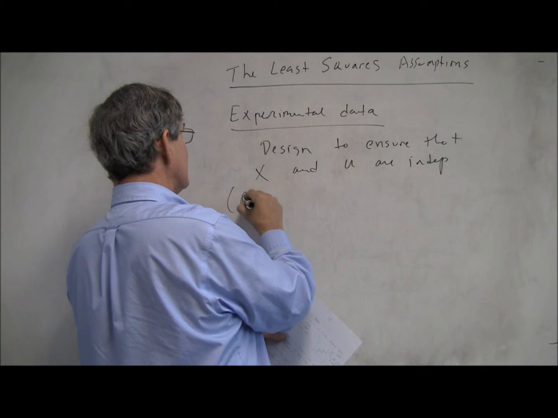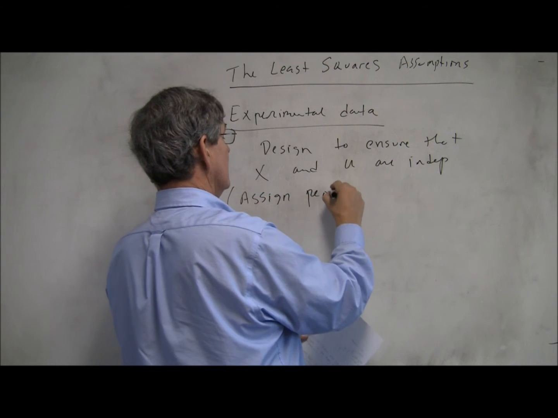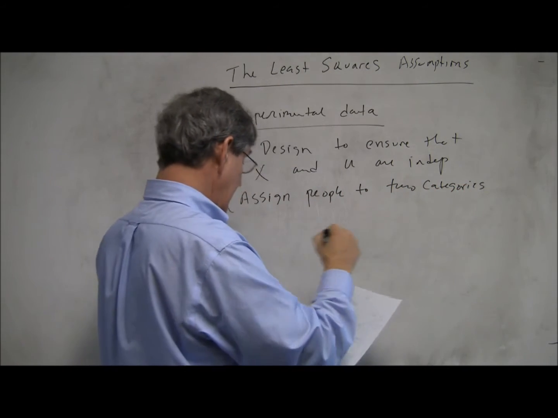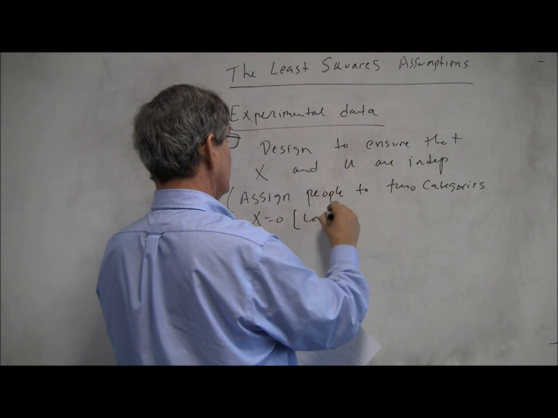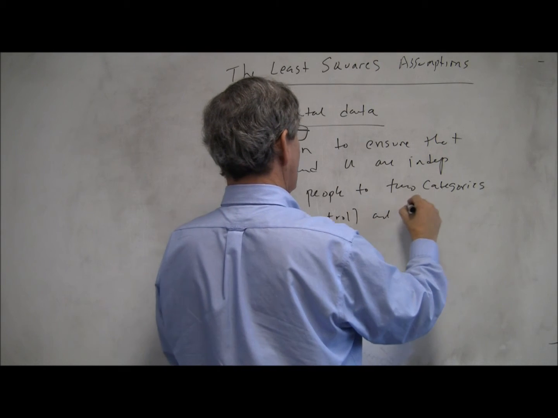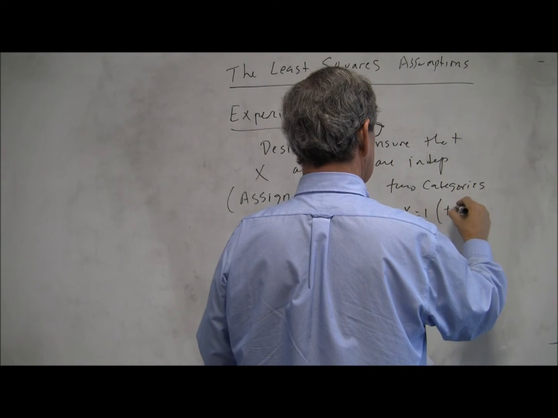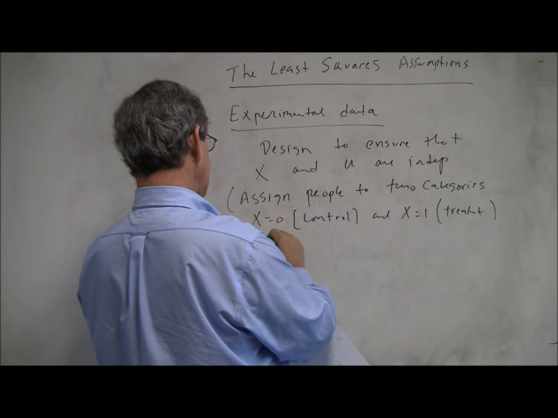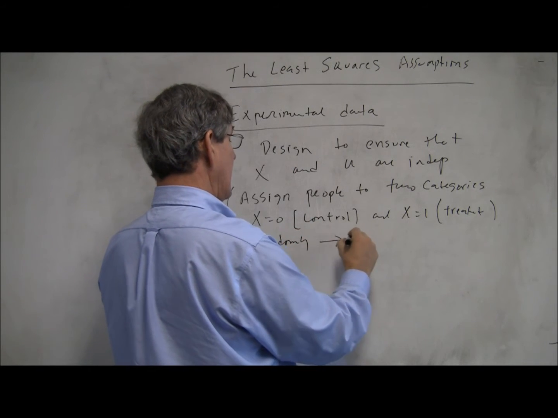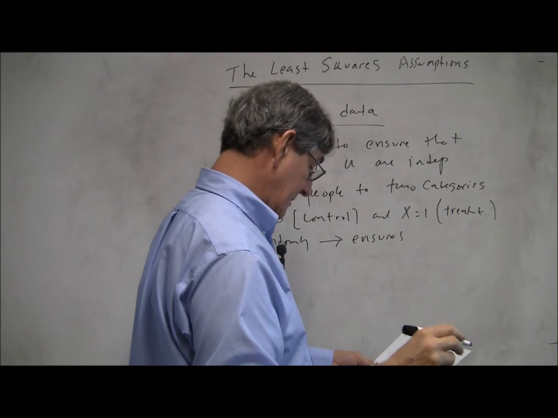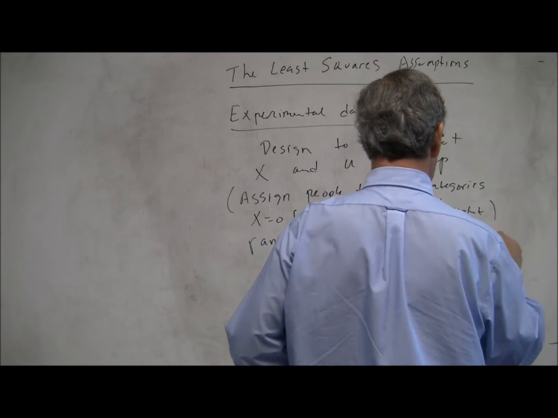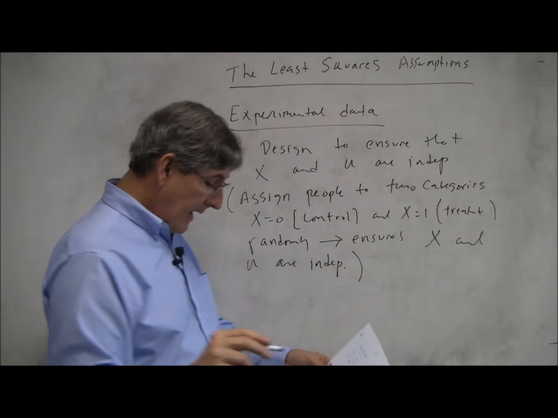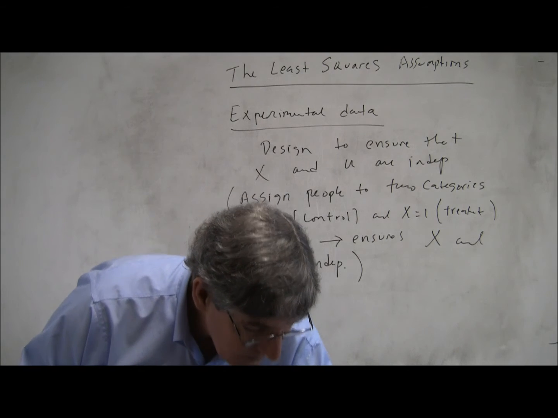So, for instance, you could assign people to 2 categories, x equals 0, which is the control, and x equals 1, which is the treatment, randomly. That ensures that x and u are independent. Whenever x and u are not independent, you get bias.